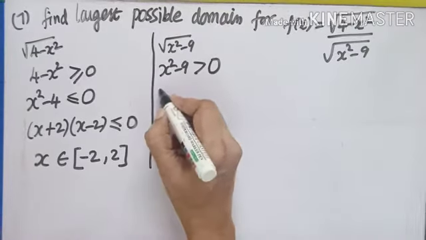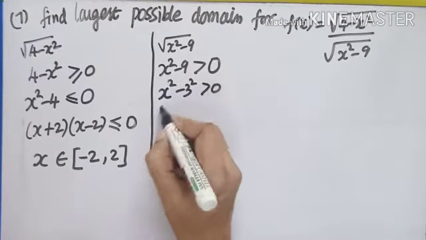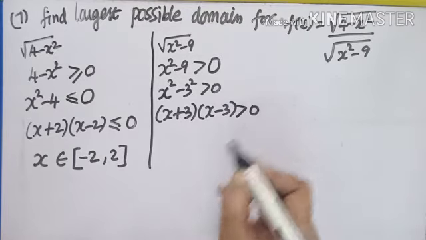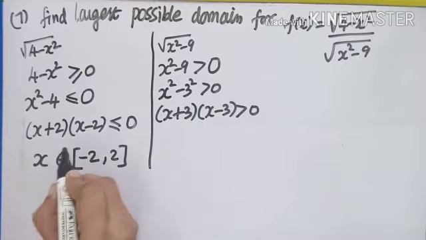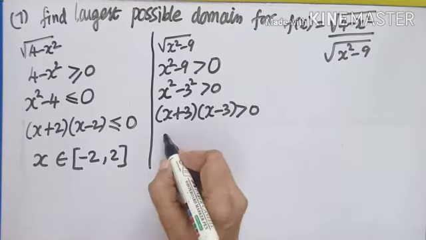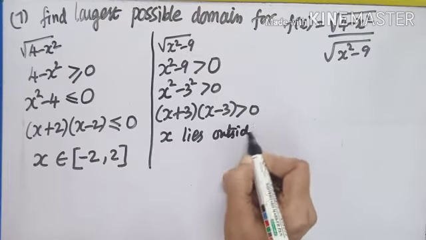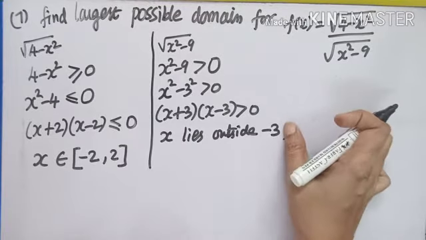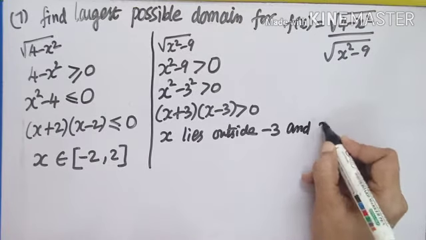The next idea. This is also a square minus b square pattern. Write it as (a plus b) into (a minus b), that is greater than 0. When it is below 0, I said inside the interval. When it is greater than 0, I will say x lies outside. Plus 3 means minus 3. Minus 3 means plus 3. So, I will say x lies outside minus 3 and plus 3.